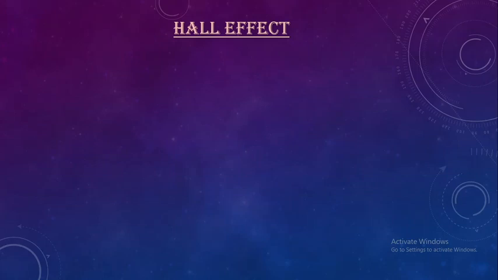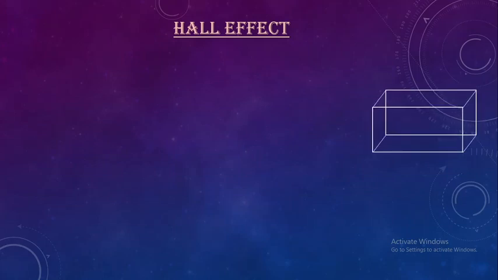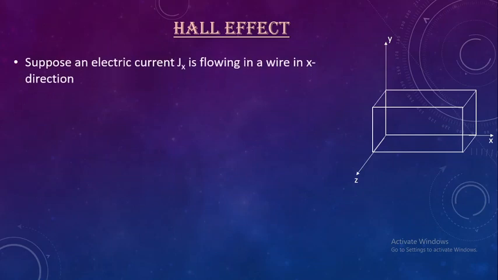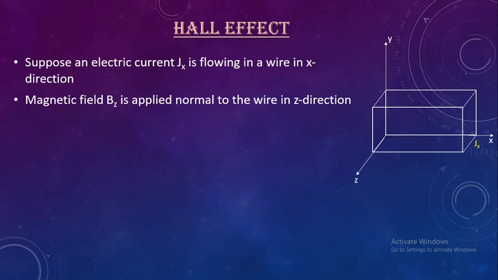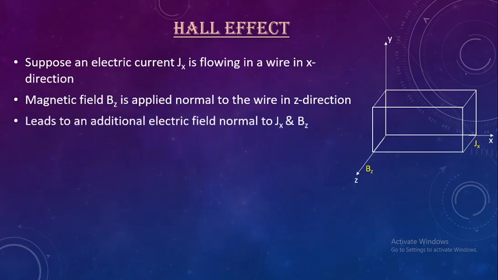So let us understand properly first with respect to metals. Consider a conductor. Let us consider the coordinates x, y, z. Suppose that an electric current taken as Jx is flowing in a wire which is nothing but a conductor in x direction. Let us apply magnetic field Bz to the wire in z direction. So both are perpendicular to each other. And due to these two, it is going to lead us to an additional electric field which will be normal to both Jx and Bz, that is along y direction.